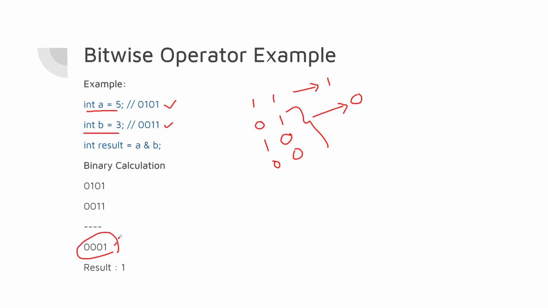And what is this binary value in decimal? The value is 1. This is a simple example of a bitwise operator, how the bitwise operation happens. Here I have taken the example of the AND operation. Similarly, we can try the OR operation, XOR operation, left shift, everything by using the bitwise operators.